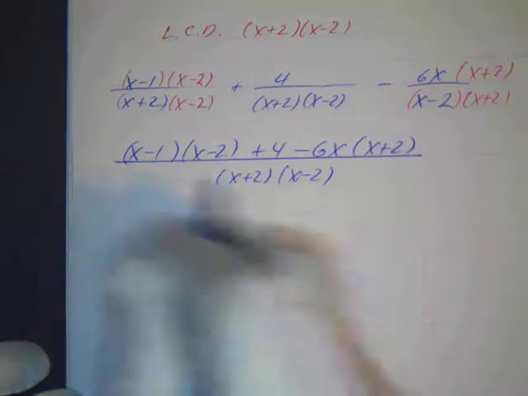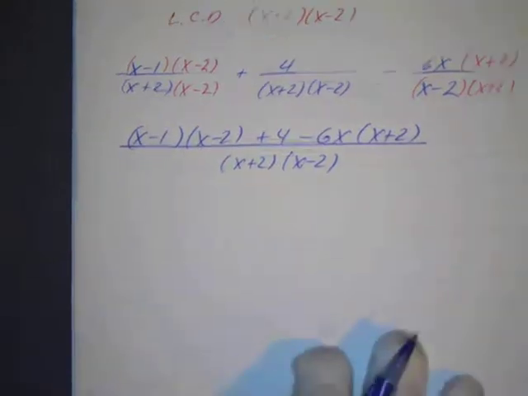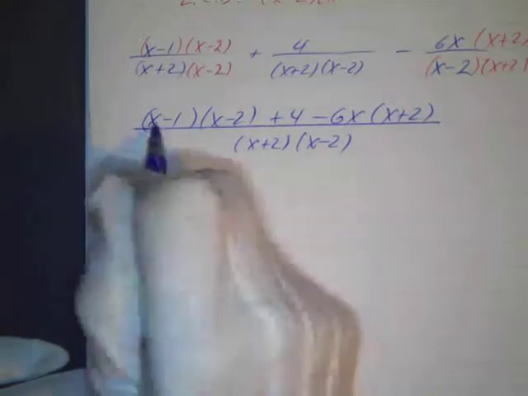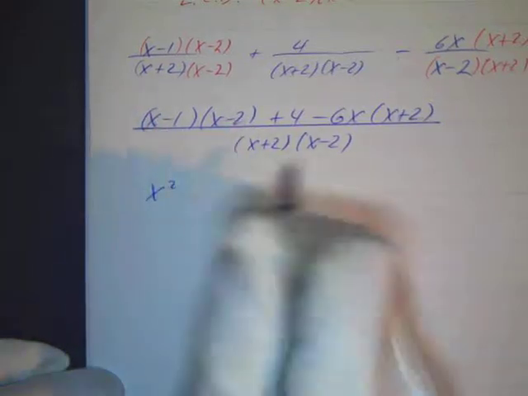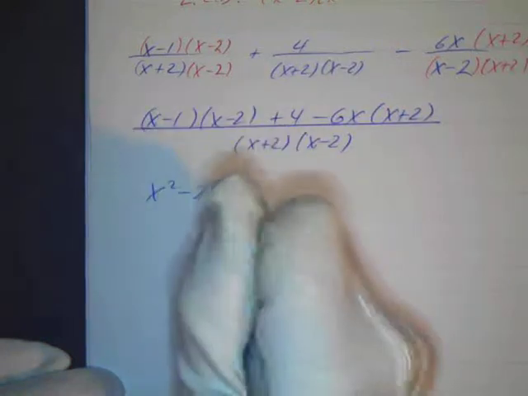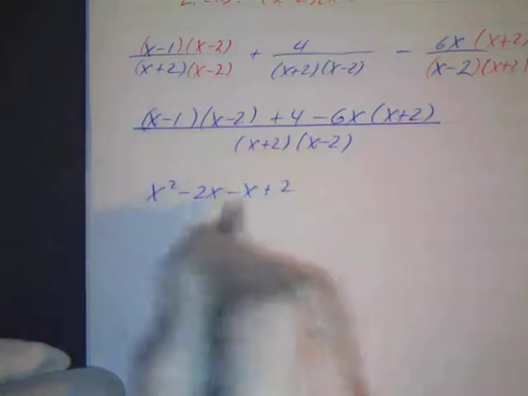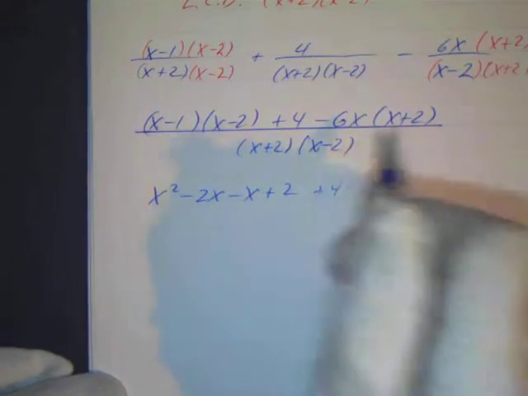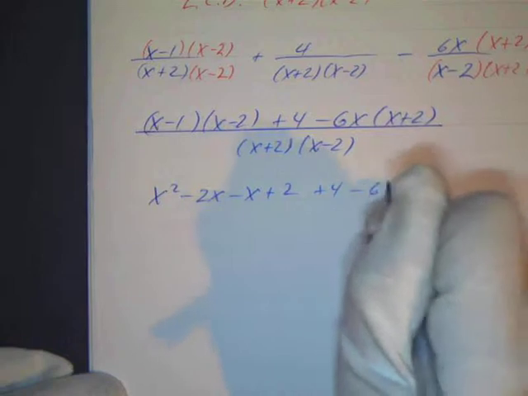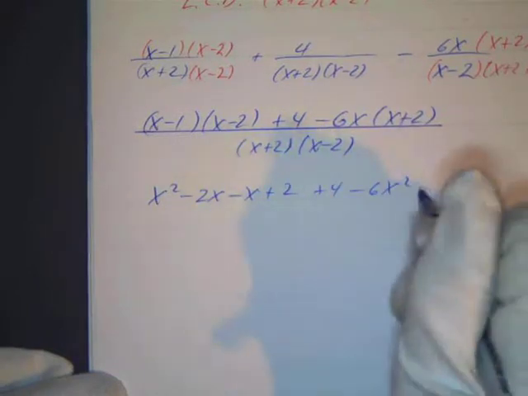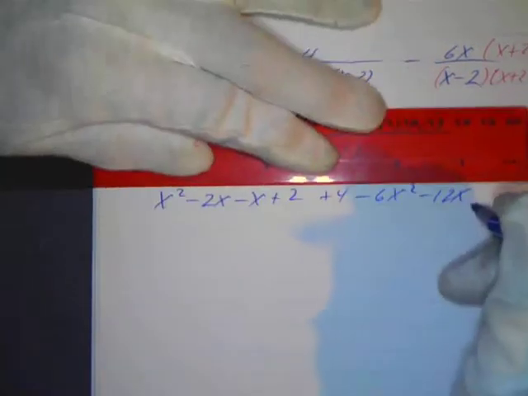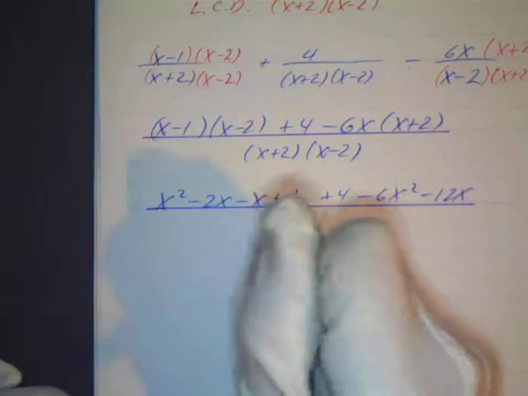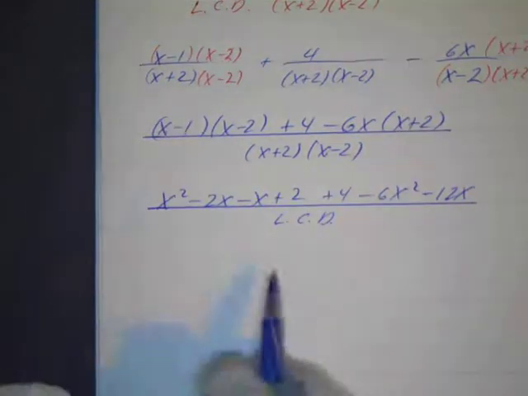And I'm going to simplify that, so I multiply this out, and then I've got some binomials here, so I'm going to end up with probably a quadratic up on top. So x times x is x squared, and then I've got negative 2x, and I can write these all out if I want. Negative 2x and negative 1x, and then positive 2, or I can combine those, plus 4. Now watch this negative sign, negative 6x squared, and a negative times a positive is a negative 12x, all over my LCD, and I could write LCD if I want here, because it's going to be repeating that.